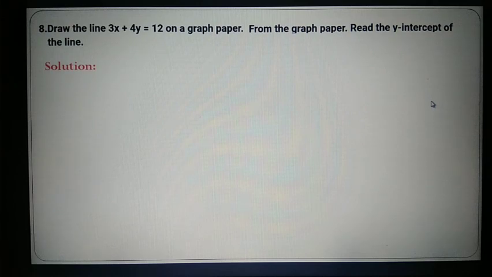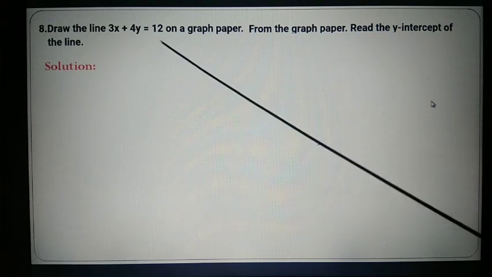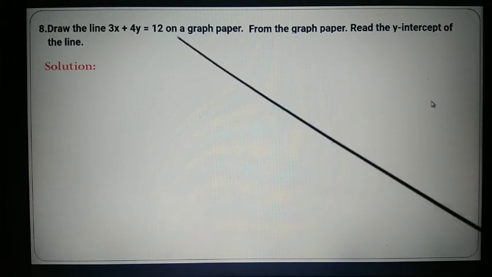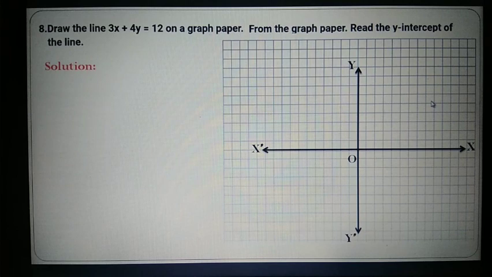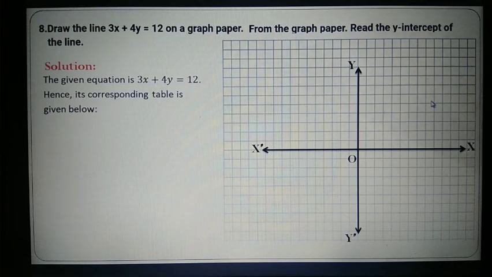Now draw the line 3x plus 4y equals to 12 on a graph paper. So we have already done this problem in an earlier exercise, but still we'll try once again. Now from the graph paper, read the y-intercept. That means at what distance on the y-axis does the line cut. So that distance we need to find. Is that clear? Okay, so to do that, I'm going to take graph paper, draw x-axis, y-axis, origin. Now the given equation is this one. Okay, and the corresponding table will be given by this one. You can verify by yourself.